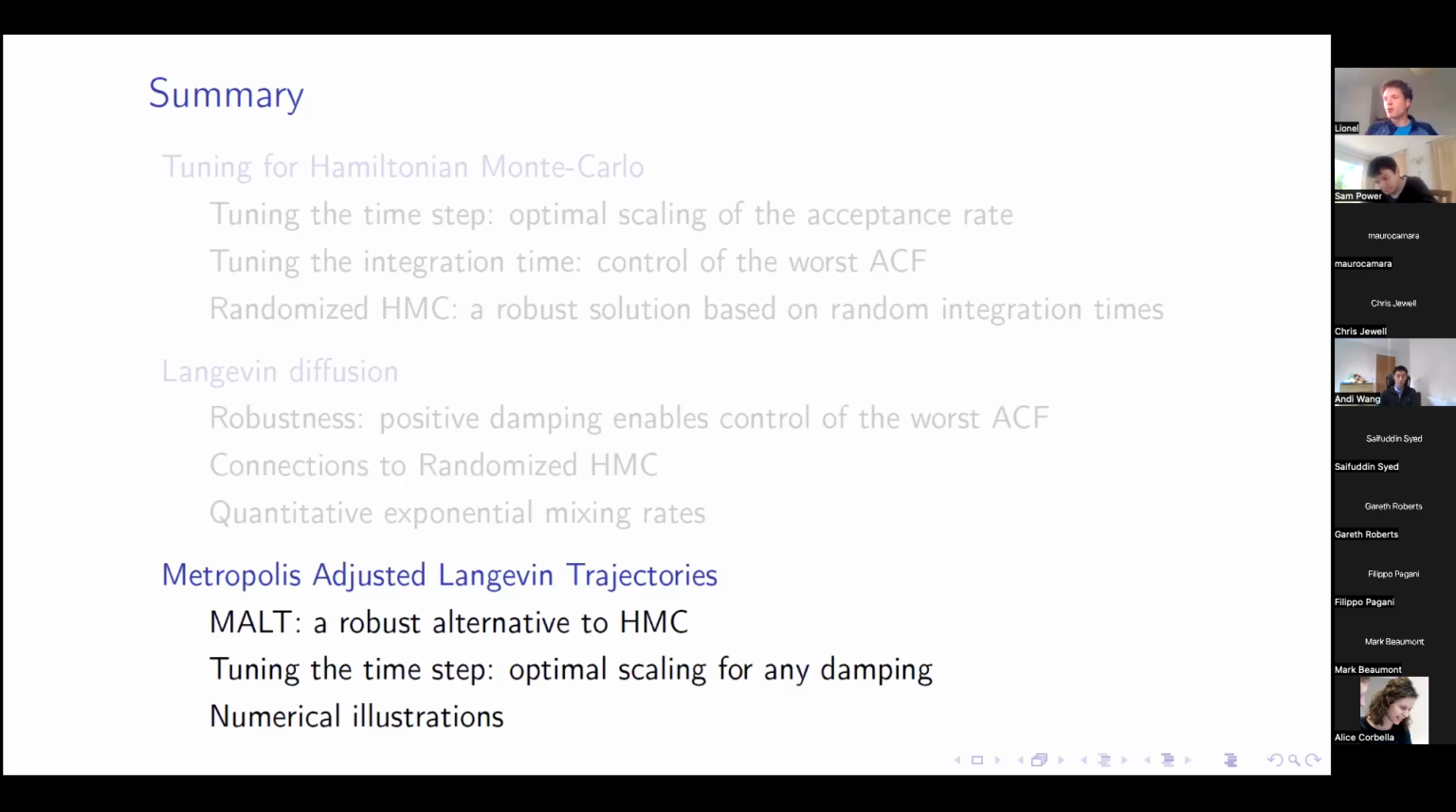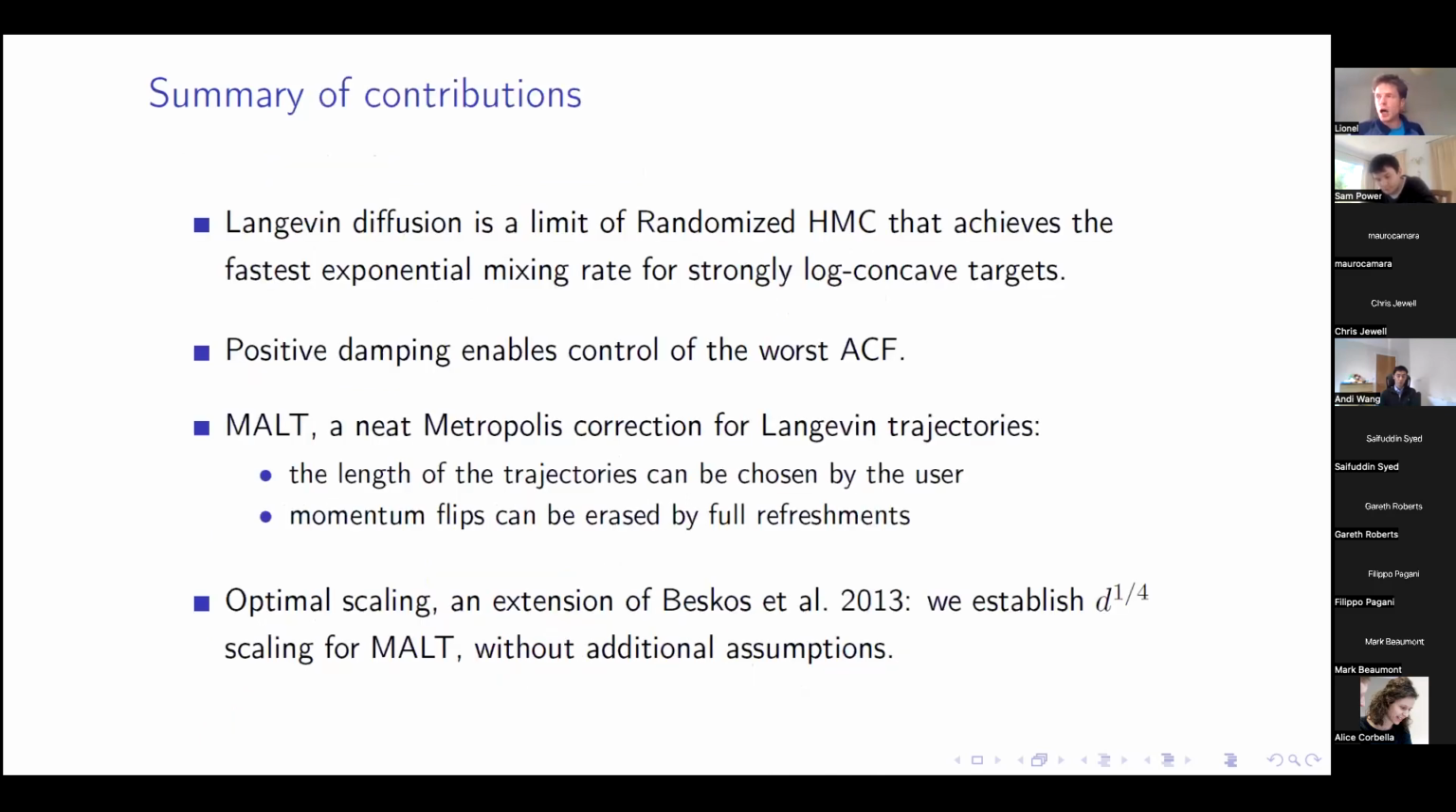Just to wrap up, we introduced a study of this kinetic Langevin diffusion. We first studied it from a continuous time perspective and presented it as a limit of the randomized HMC continuous time process that achieves the best upper bound in terms of exponential mixing rates among strongly concave targets. We use this theoretical abstract result as an argument to motivate our study. We also illustrate that the positive choice of damping enables control of the worst ACF and therefore allows for robustness of tuning the integration time.